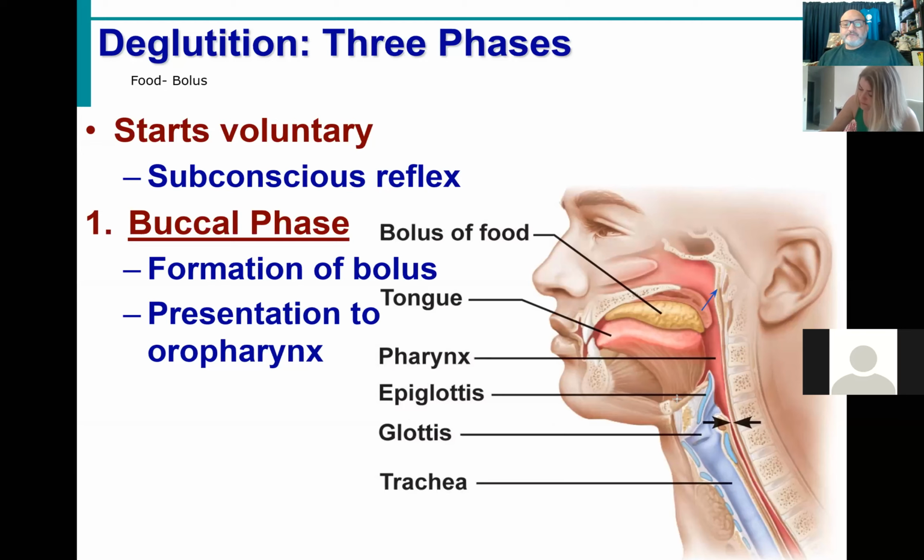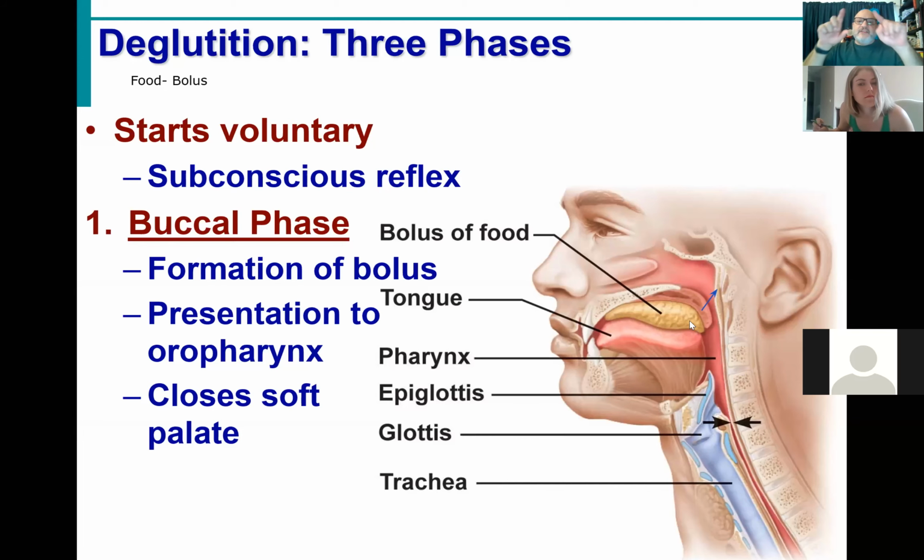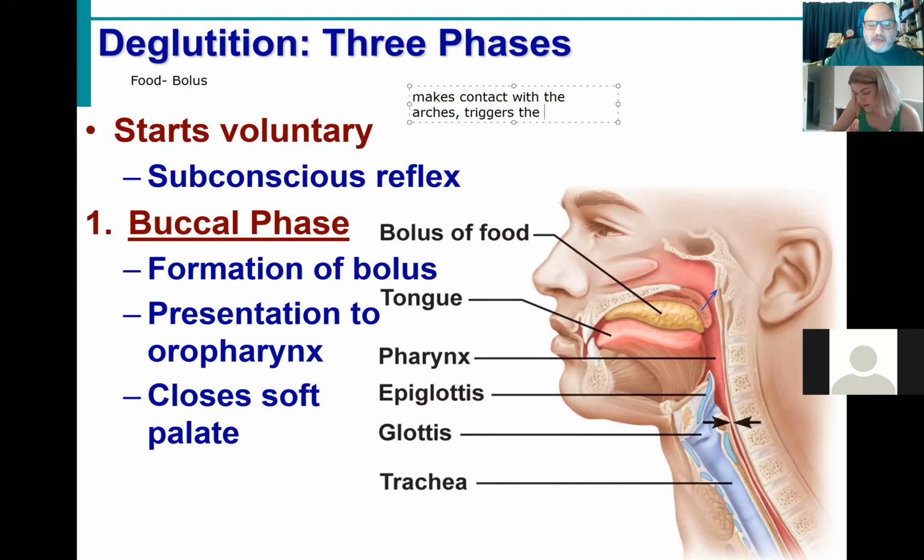esophagus. The other thing that happens as we present it to the posterior part of the oral cavity is, remember those two arches we talked about, the palatopharyngeal and the palatoglossal arches. The bolus is going to come in contact with them. And when it makes contact with the arches, this is what triggers the swallow reflex. So making contact with that is what triggers that swallow reflex.